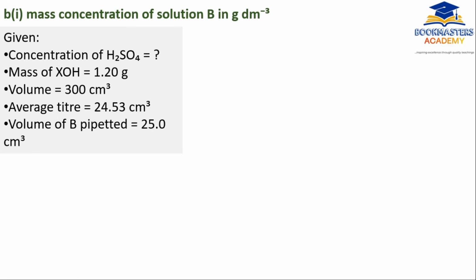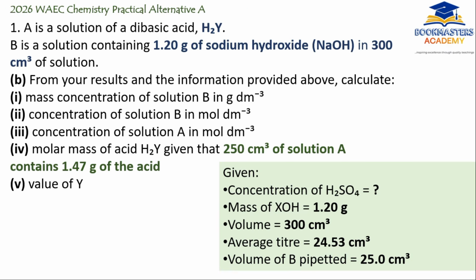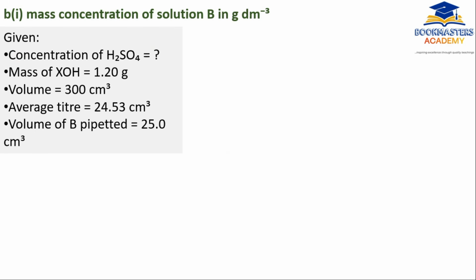So they said we should calculate the mass concentration of solution B in gram per dm³. So this is our data. Given this data, how can we calculate the mass concentration of the solution B? So how can we do that?